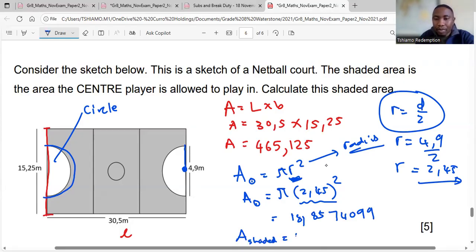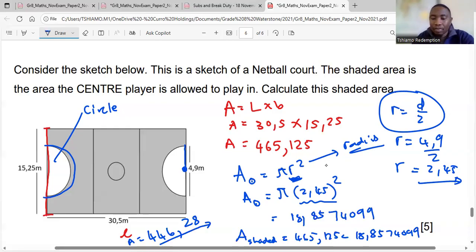Now, the area of the shaded part. Area of shaded will be 465,12 minus 18,8574099. 465, right? I get 44. Okay, I'll write the answer here. The answer is 446,28. Then I'm rounding off now.